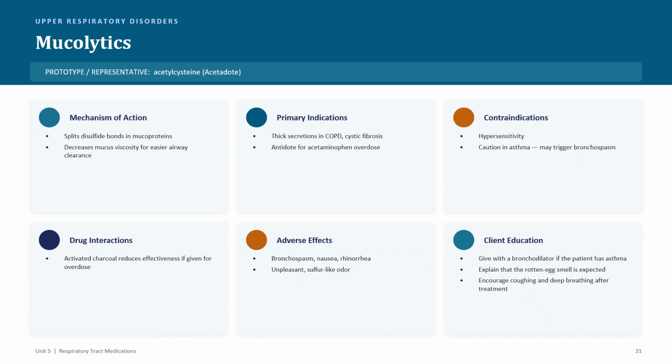So next up are the mucolytics, and this is acetylcysteine. This takes the expectorant idea just a step further. Guaifenesin increases the water content of secretions to thin them, whereas acetylcysteine actually breaks the chemical bonds, the disulfide bonds inside the mucus proteins themselves, which physically loosens thick, sticky secretions. And this is used in conditions like COPD or cystic fibrosis.